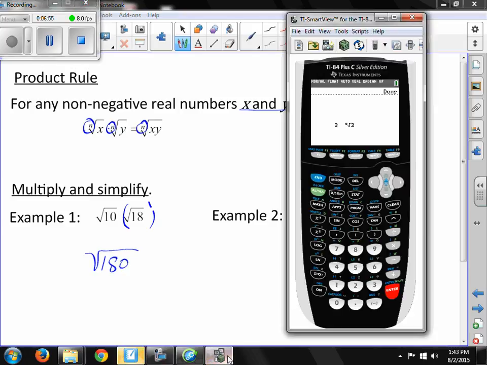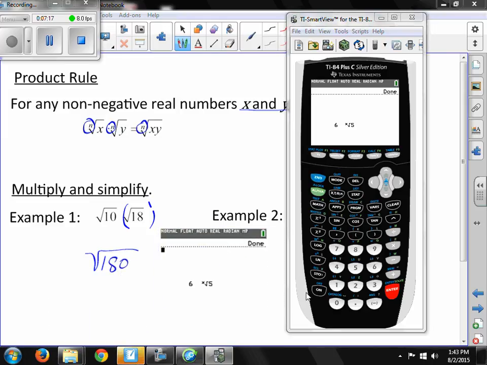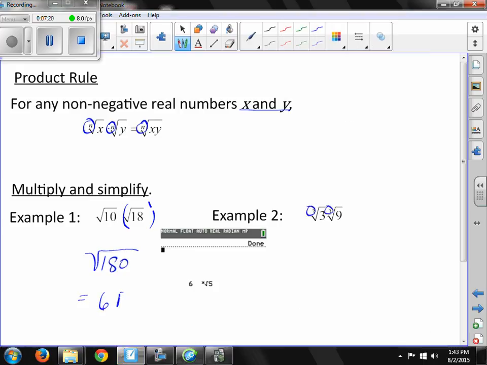And then I'm going to use my program to simplify the square root of 180. If you're in it, just press Enter again and ask it what the square root of 180 is. The square root of 180 is 6 square roots of 5. So our answer here would be equal to 6 square roots of 5. Now I have the cube root of 3 times the cube root of 9, which would be the cube root of 27. And we know the cube root of 27 is 3. You can use your program to find that if you don't know it, or you can use Math 4 on that one.